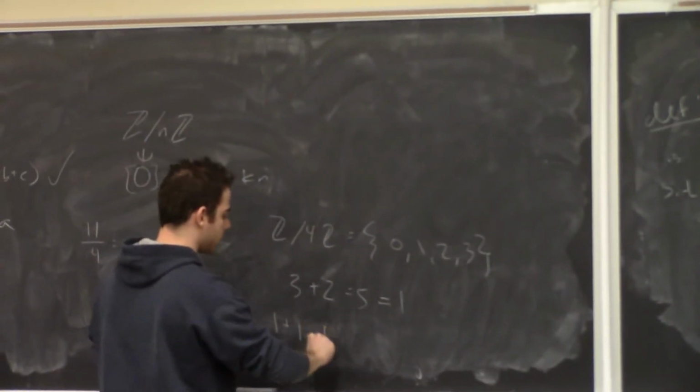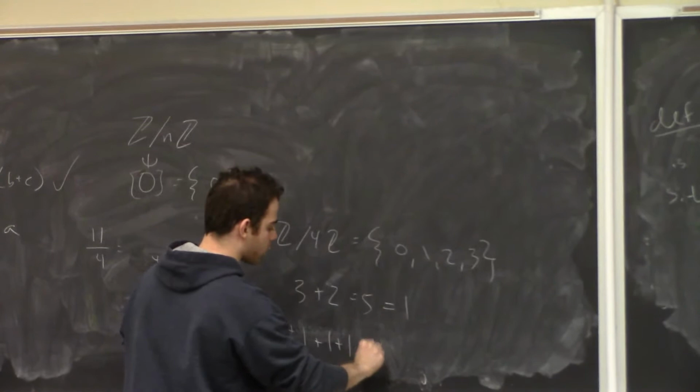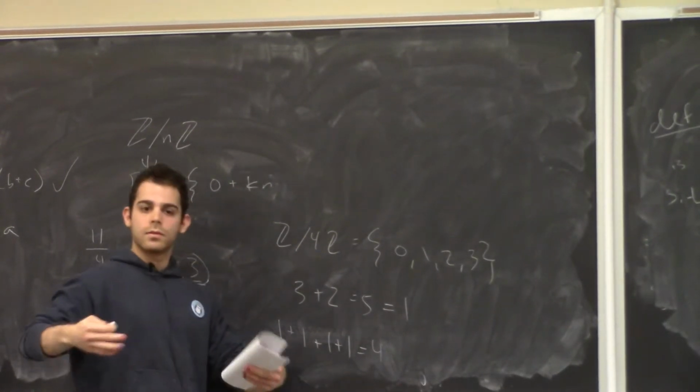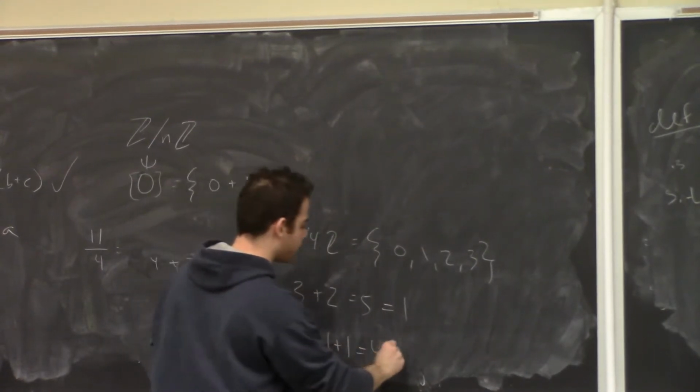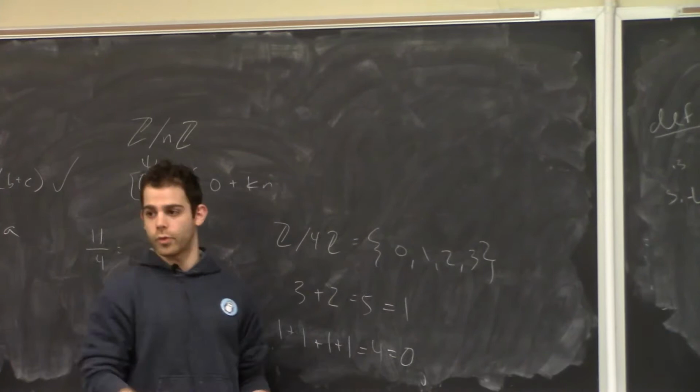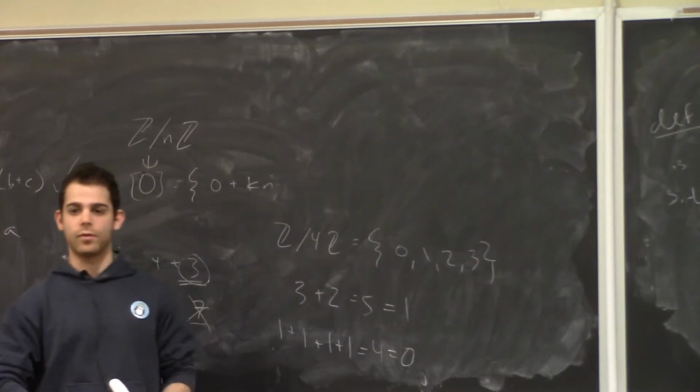But in here, if I do 1 plus 1 plus 1 plus 1, this is 4. But what's the remainder of 4 when I divide by 4? 0. 0, exactly, right? So we say 1 has order 4. Similarly, 2 has order 2, because I can just do 2 plus 2 and I'll get 4 and then 0 again.